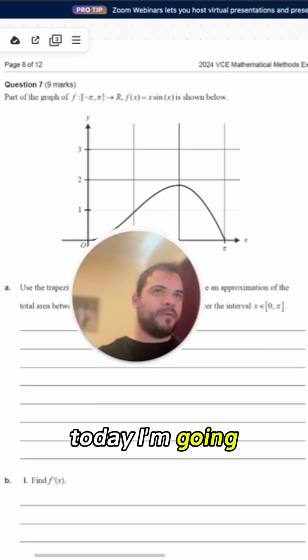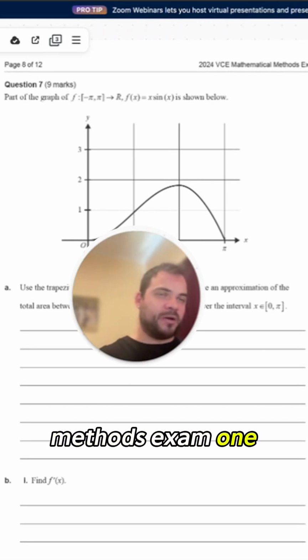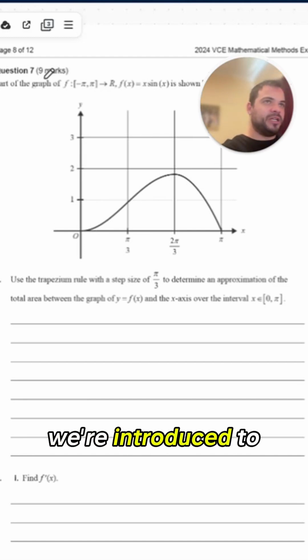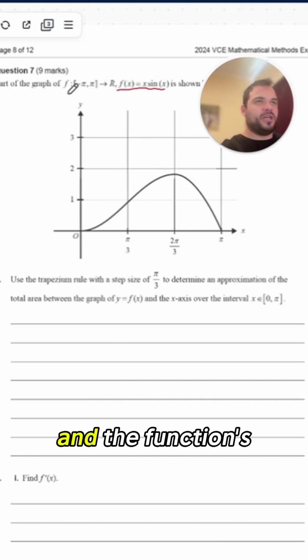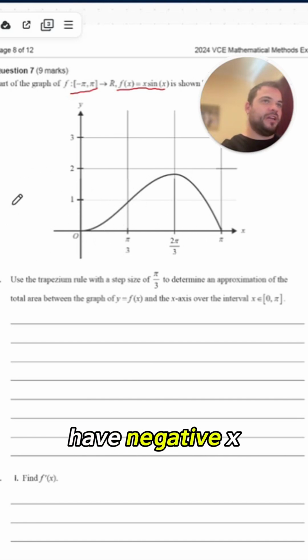Hey there! Today I'm going to be doing a walkthrough of question 7 from the 2024 Methods Exam 1. So at the beginning of question 7, we're introduced to this function, f of x equals x times sine of x. The function's domain is negative pi to pi, but we've got a graph here just of the function f of x on the interval 0 to pi. So we don't have negative x values here.